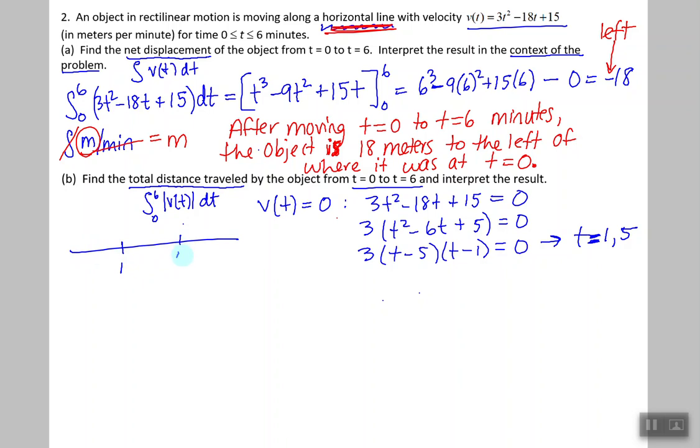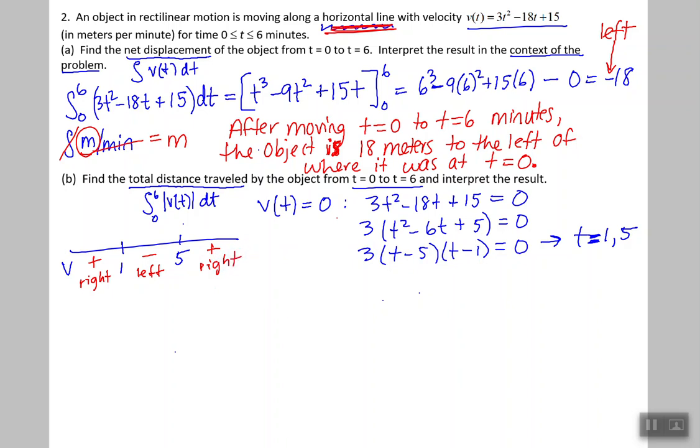So now we can figure out when it's moving to the right and the left. We'll place these t values on our number line and we'll figure out the signs of the velocity. Before 1, if I plug in a value such as 0, that's a negative times a negative, which is a positive. So this object is first moving to the right. Then between 1 and 5, a value like 2 plugged in would be a negative times a positive, which is a negative. So now my object is moving left. And then after 5 minutes, positive times a positive is a positive, so it's moving right again.